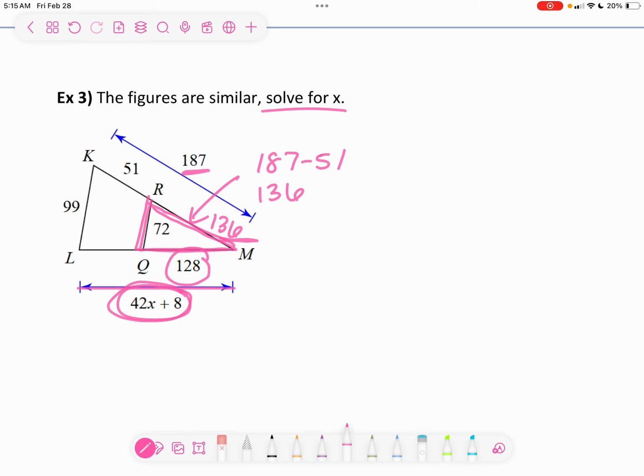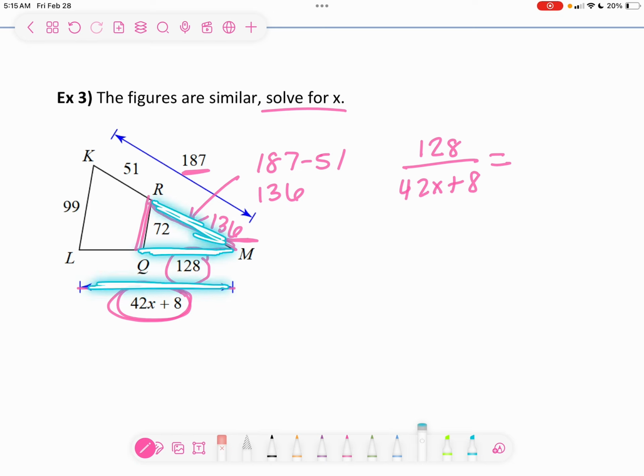Okay, so setting up my ratio, this time I'm going to start with the smaller triangle. So I'm going to start with 128 over 42x plus 8 equals, so smaller triangle over larger triangle. And then do the same thing on the other side. So smaller triangle is 136 over 187.